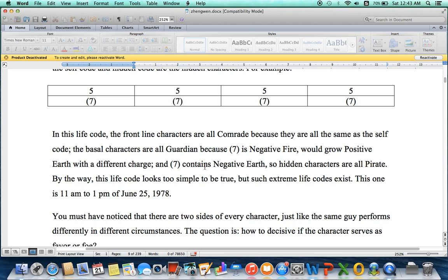But not all life codes exist. For example, in a very popular ancient novel in China, the title of the novel is All Men Are Brothers. One person claimed that his life code is 1 for the year column, 2 for the month column, 3 for the date column, and 4 for the hour column. So he says my life code is 1, 2, 3, and 4. That is an impossible life code.